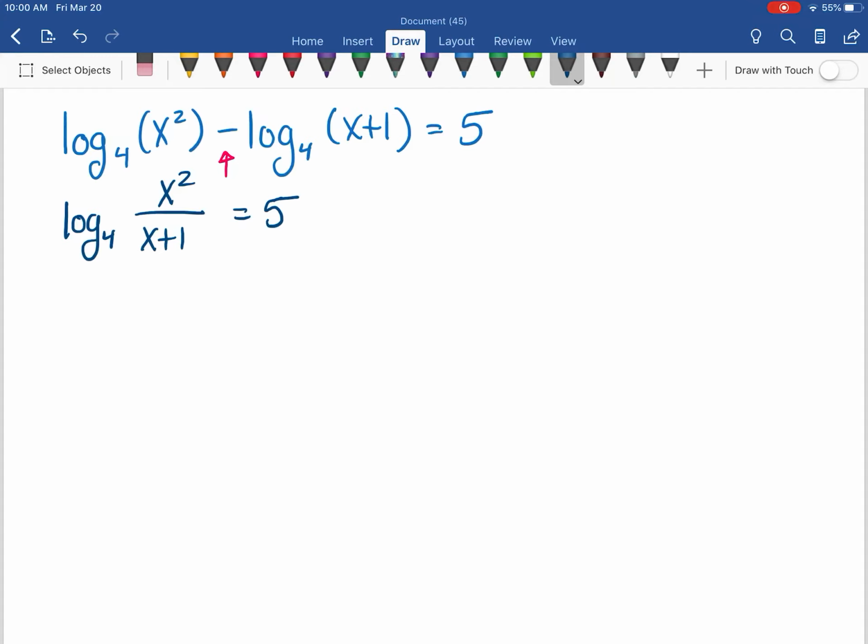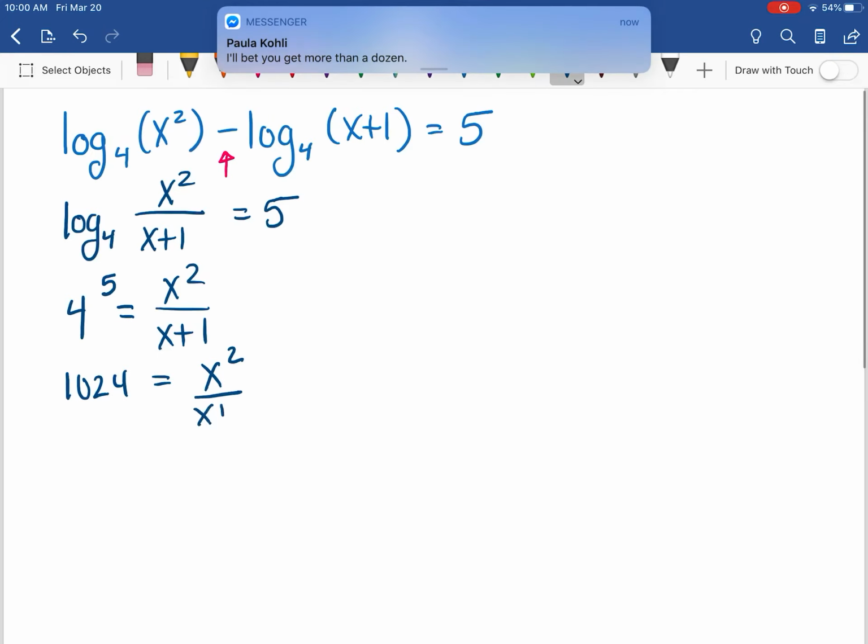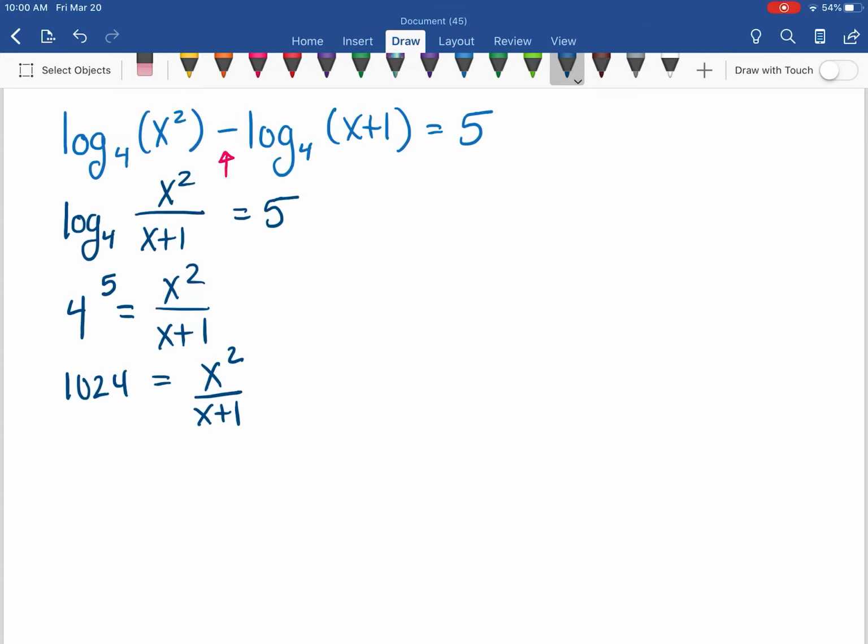Now that we have our logs condensed, what we're going to do is rewrite this equation using exponential form. So my base is 4, my exponent is 5, and I'm going to set this equal to x squared over x plus 1. 4 to the 5th is 1024. And so then I can cross multiply.